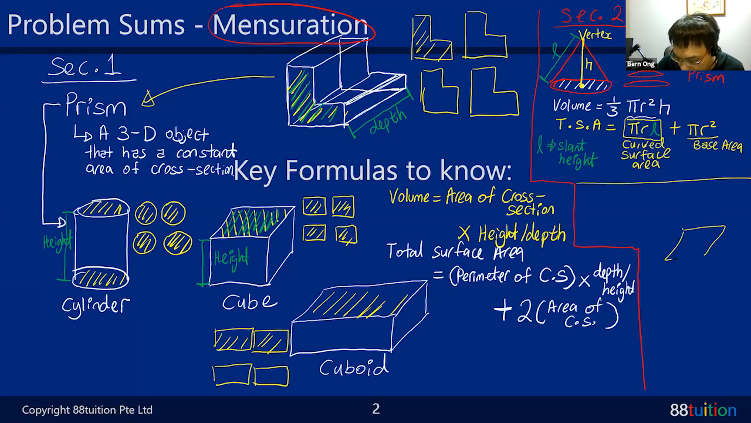Okay, this is called a pyramid. Can you see that the pyramid and the cone are somewhat the same? So the formula is also quite similar. The volume is also 1/3. So every time, think of 1/3. 1/3 what? 1/3 times base area times height. That is the volume of the pyramid.